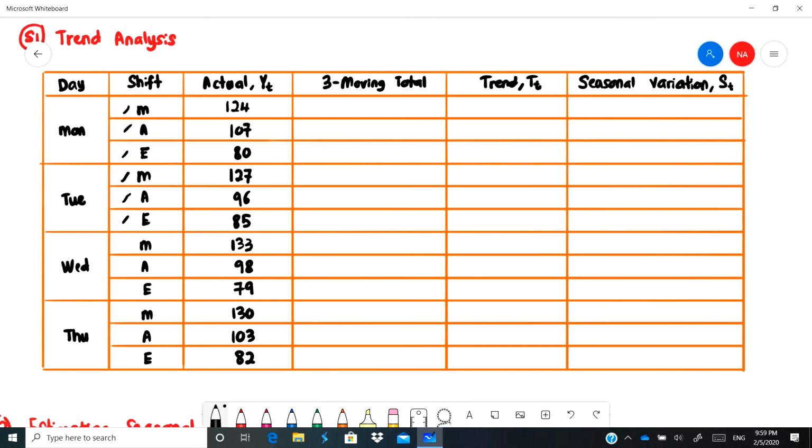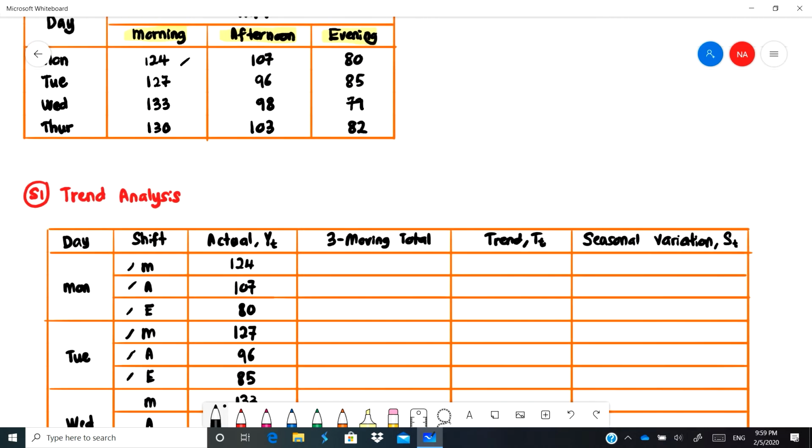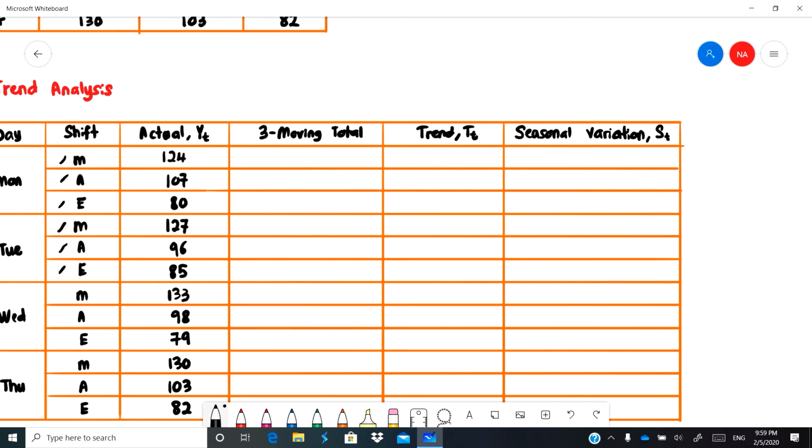The actual values are all these values: 124, 107, 40, 80. You list them down there. Next, you have to add them up. You add 124, 107, and 80, and then you sum them. It will become 311.